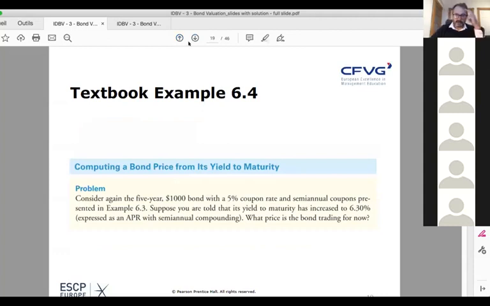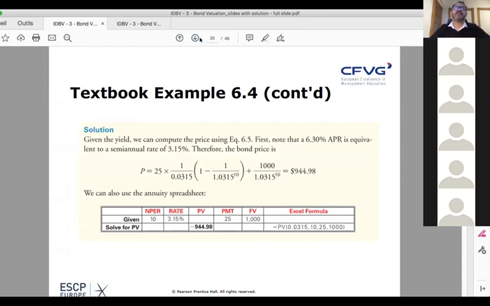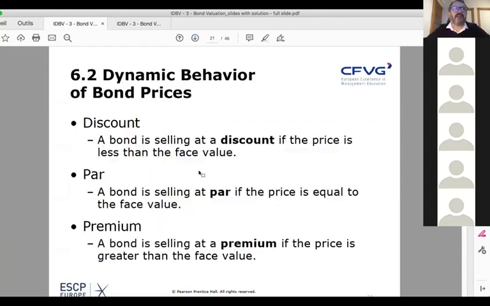So what we got from here is that we have an inverse relationship between the price and the yield to maturity. So when the yield to maturity goes up, the price goes down. Okay, so let's go a little bit further than that now.